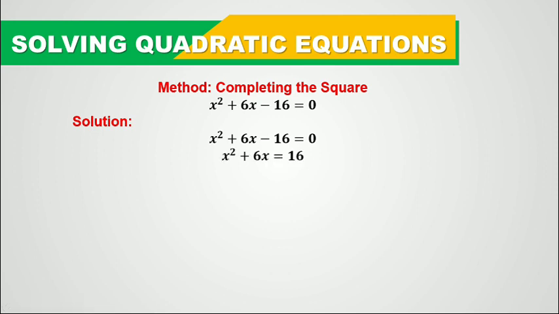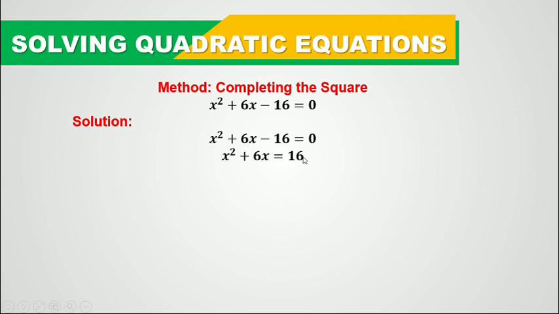Because again, if we're going to transfer a constant from the left side of the equation to the right side of the equation, its sign changes. So from positive to negative or from negative to positive. Since this is negative 16, or minus 16, after transposing it to the right side of the equation, this will now become positive 16. This is what I'm talking about.